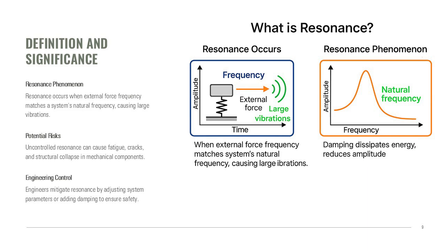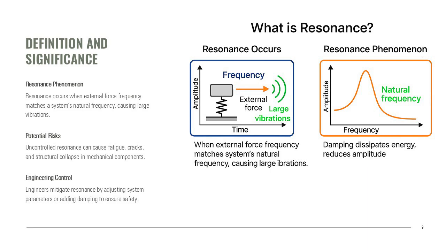Resonance is a phenomenon where a system experiences a dramatic increase in vibration amplitude when the frequency of an external force matches its natural frequency. This condition can lead to catastrophic failures if not properly managed. Resonance amplifies energy transfer, causing components to oscillate excessively, which may result in fatigue, cracks, or complete structural collapse. Engineers must identify and avoid resonance during design and operation by adjusting system parameters or introducing damping. Recognizing resonance is essential for maintaining equipment integrity and ensuring operational safety across industries.